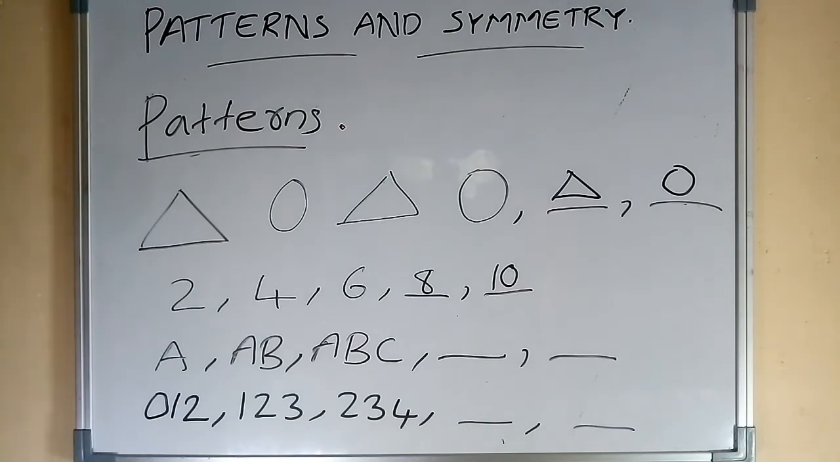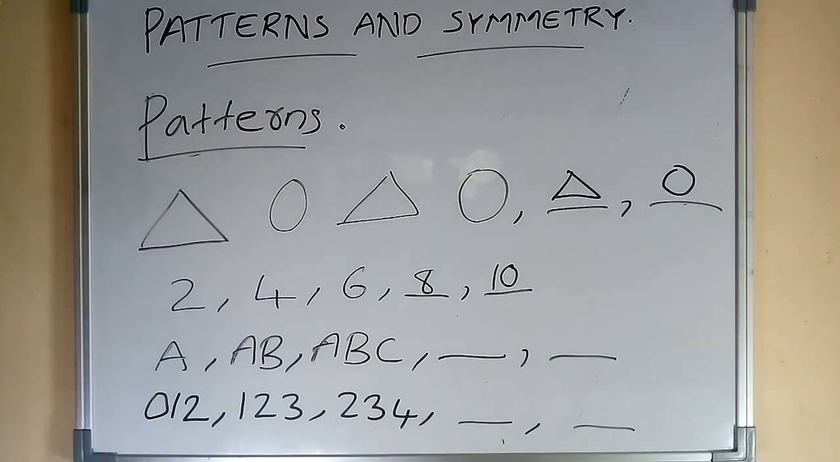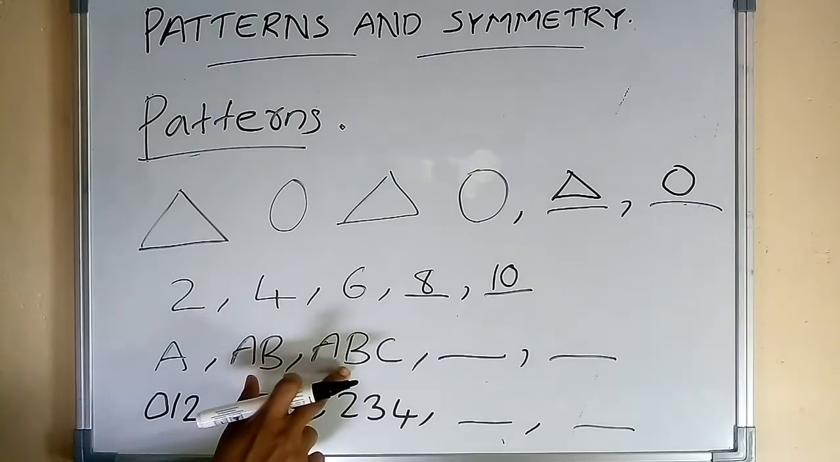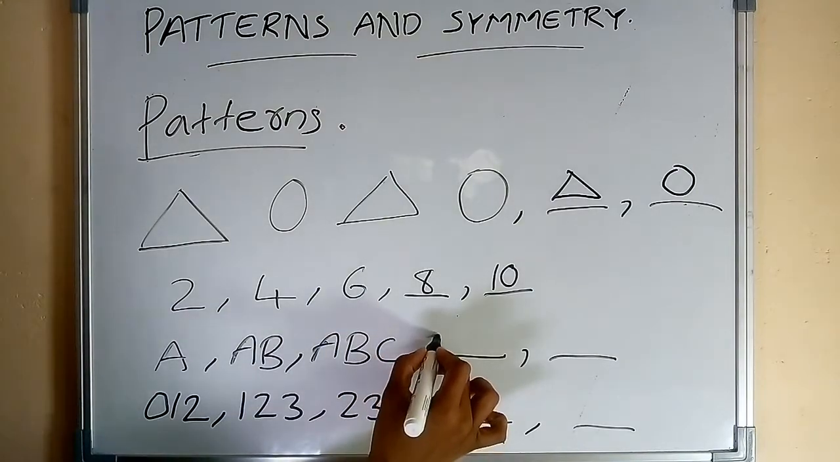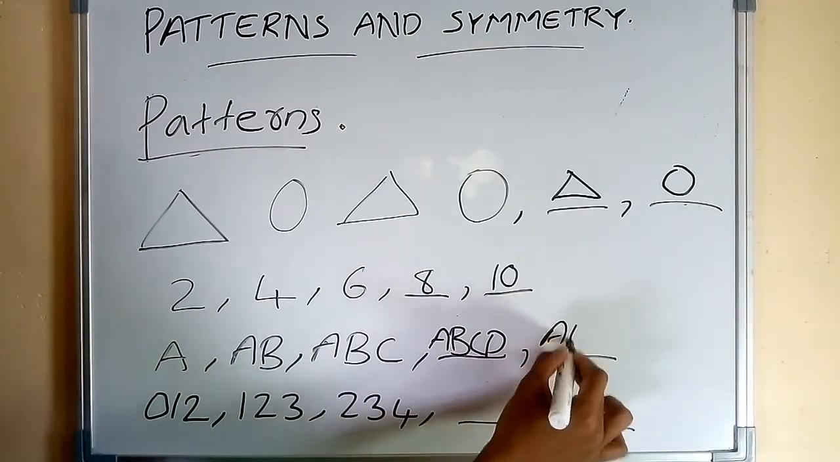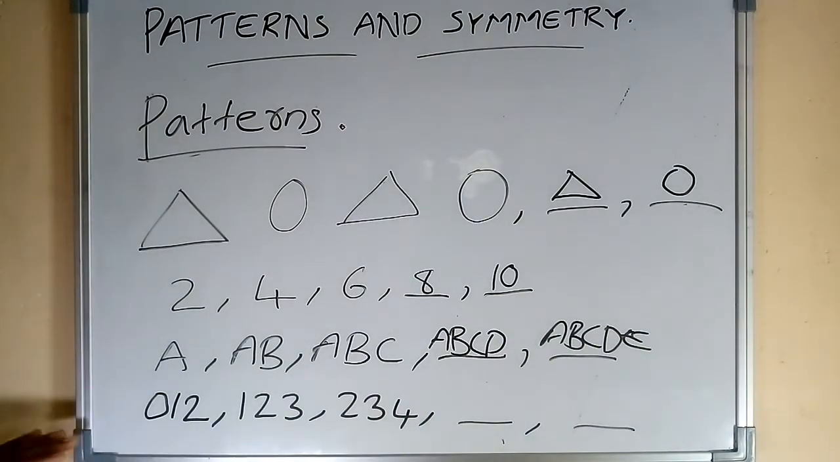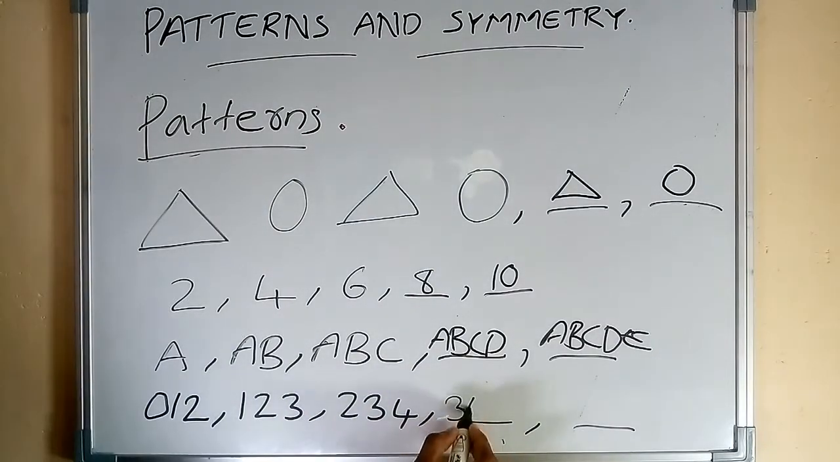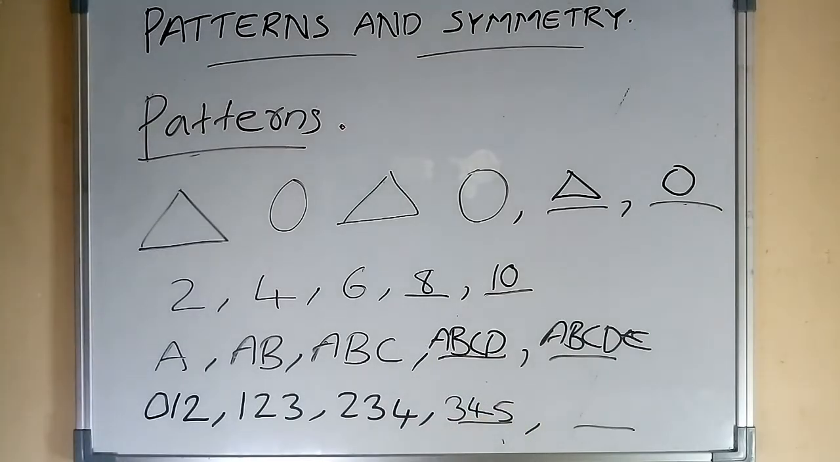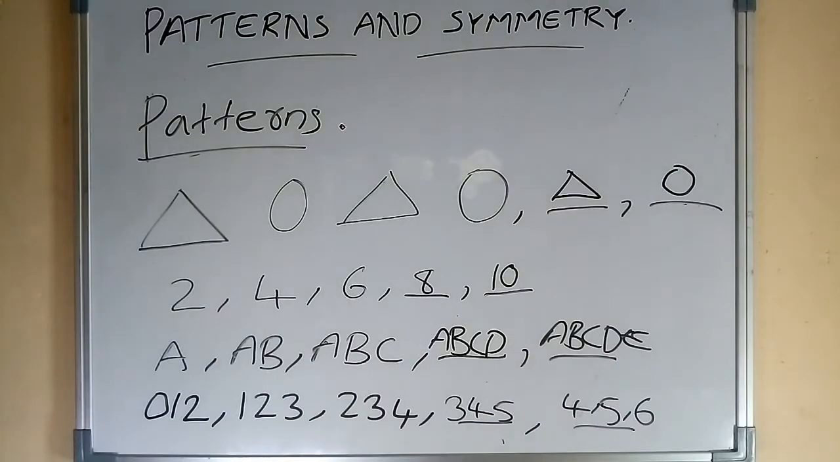See the third example, the letters A, AB, ABC. What comes next? 1 letter, 2 letters, 3 letters. So, next is 4 letters. That is A, B, C, D. Next 5 letters. That is A, B, C, D, E. It also follows a pattern. See the last example: 0, 1, 2, 1, 2, 3, 2, 3, 4. What comes next? 3, 4, 5. Then 4, 5, 6. It's also in a pattern.